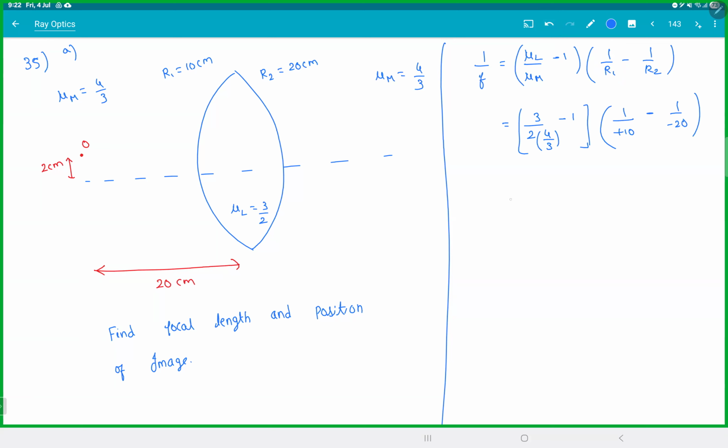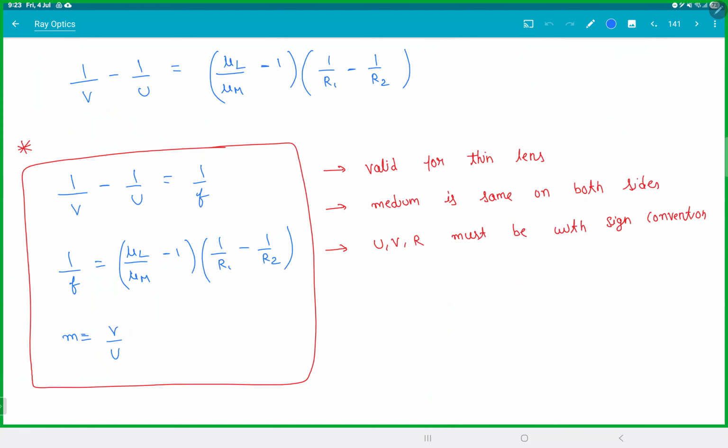How much is this? 9 by 8 minus 1, 1 by 8, 3 by 20, so focal length is 160 by 3. Looks like numbers are bad. Magnification is what? V by U. That's also a formula I gave you, didn't I write it? Magnification is V by U. Minus n won't be there.